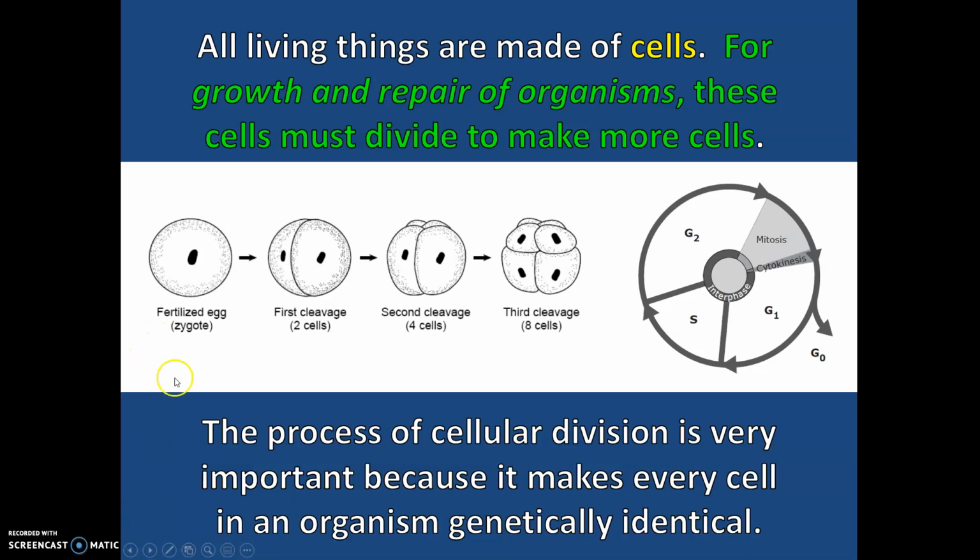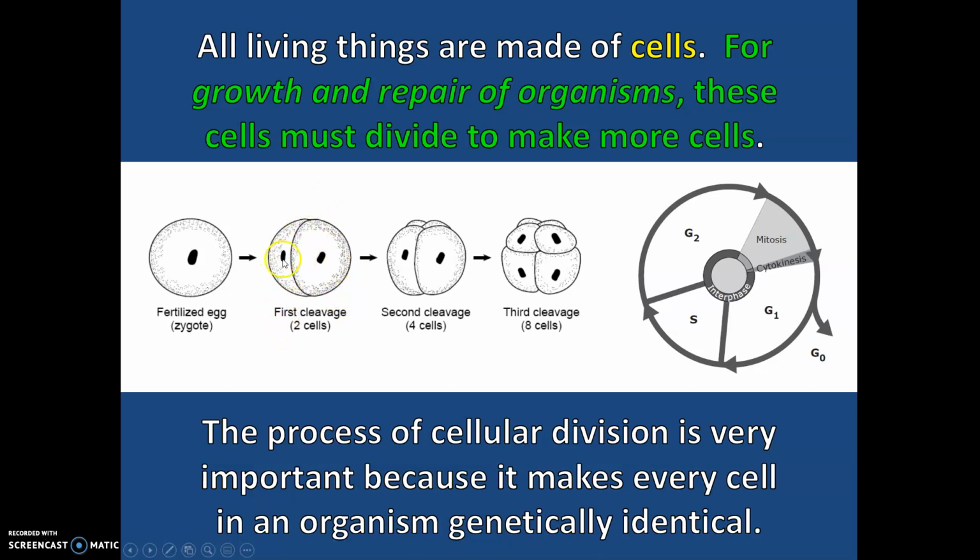Here in our drawing, we have a fertilized egg, which is the sperm and the egg already together. We call that a zygote. And then that cell needs to divide to make an actual fetus, and then from there you make a baby.